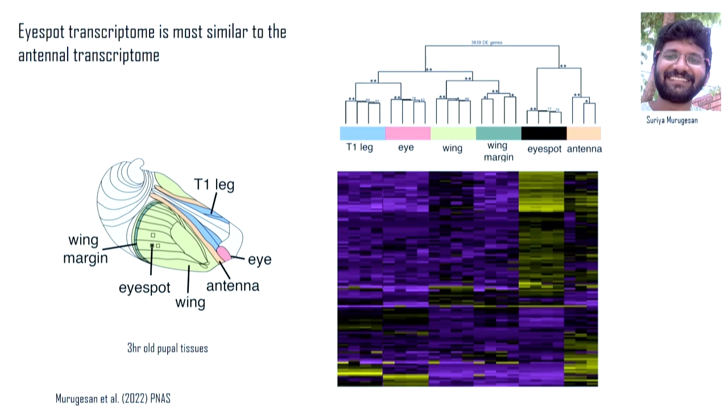And what he found was that eyespots were clustering in terms of their transcriptome map. They were clustering with antenna. So this was kind of interesting. They were not clustering with legs over here. They were not clustering with the whole wing, in fact. So the whole wing was clustering outside. They were very similar with antenna.